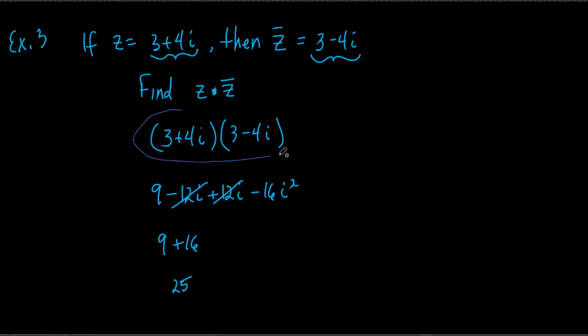We took two complex numbers with i's in them, we multiplied them together, and we get a real number. This is not a complex number. This is just an ordinary, everyday 25. All right? But how did we get that? We got it by multiplying a number by its conjugate. So if I gave you a complex number and you needed to do something to it to get a real number, you would multiply it by its conjugate.